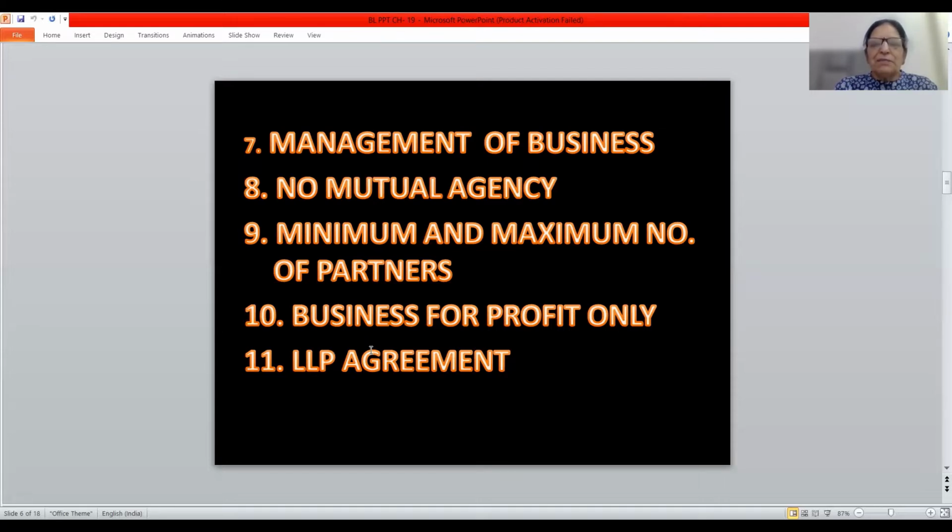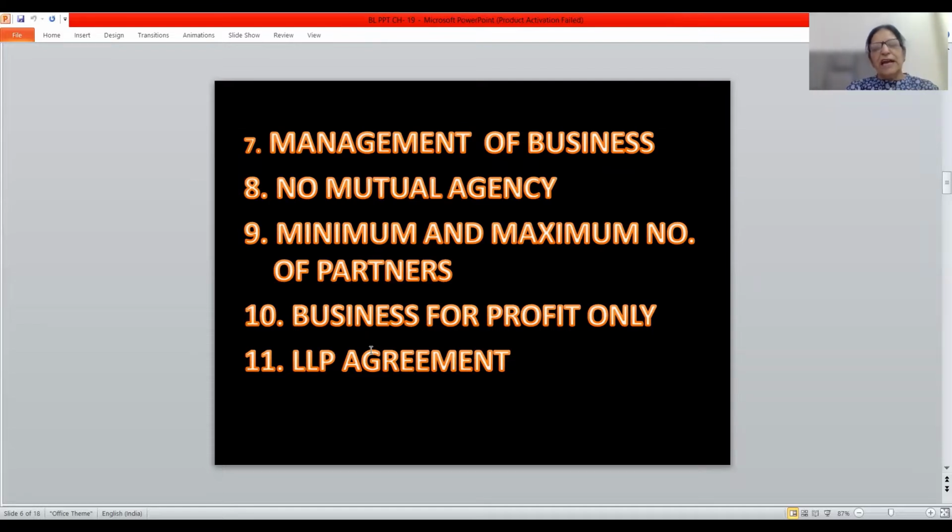Minimum and maximum number of partners. The LLP Act 2008 provides that an LLP should have a minimum of 2 partners, and the LLP Act 2008 is silent about the maximum number of partners. Business for profits only. An LLP can be set up for profits only.